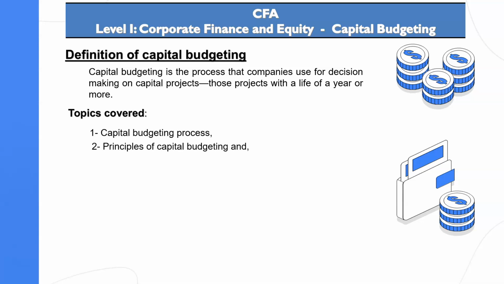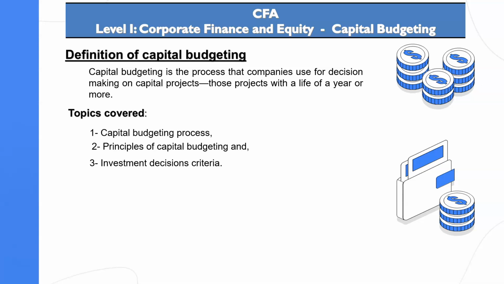The second topic we'll cover is the principles of capital budgeting. There are 13 principles that we need to observe while evaluating many projects or many investment opportunities. And finally, the investment decision: how to take a decision, and what criteria we use to decide whether to invest or not, to go ahead with the project.